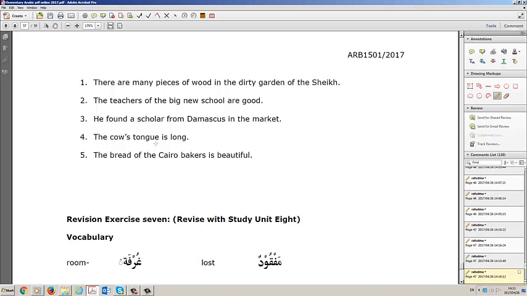لسان البقرة طويلة طويل. And the bread of the Cairo bakers is beautiful. You're going to say the bread of the bakers of Cairo is beautiful, so you say khubzu, which is bread, khubzu خبازي القاهرة جميل. خبز خباز القاهرة جميل.